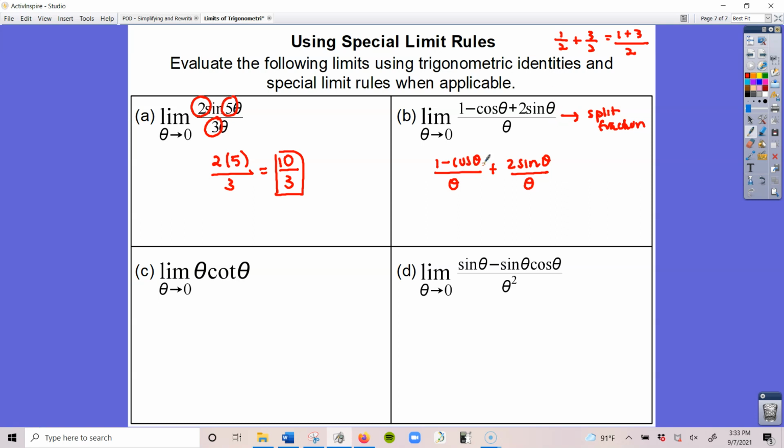Now, according to our special limits, this is equal to 0, plus this, which is equal to 2. And 0 plus 2 is 2.